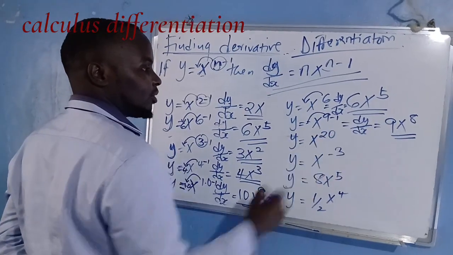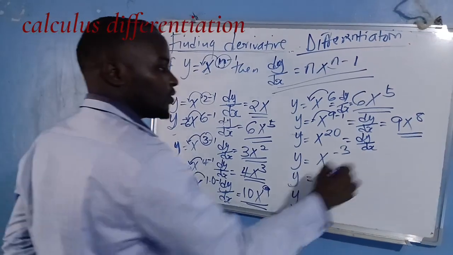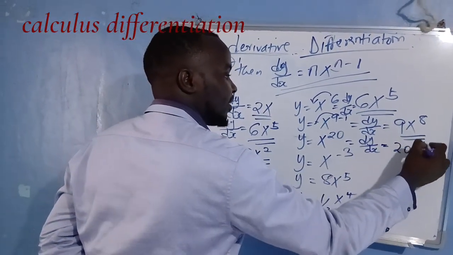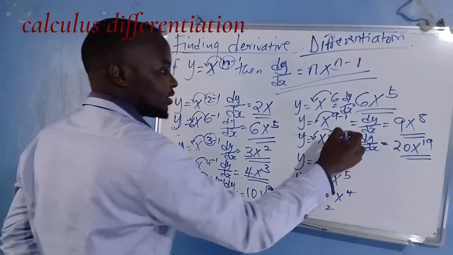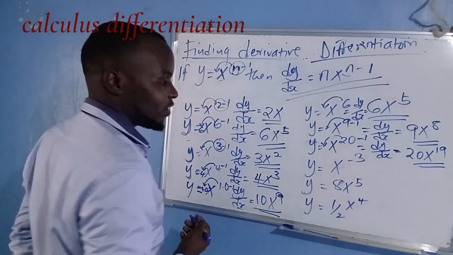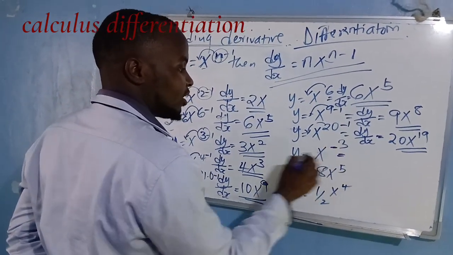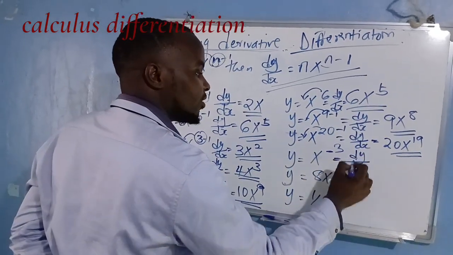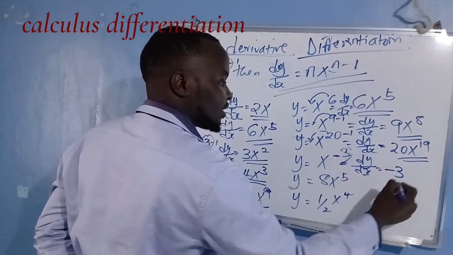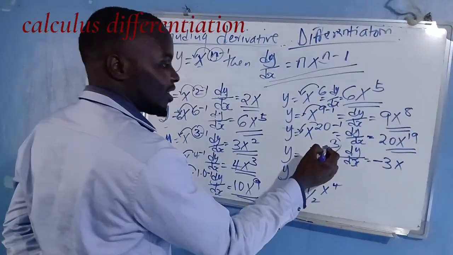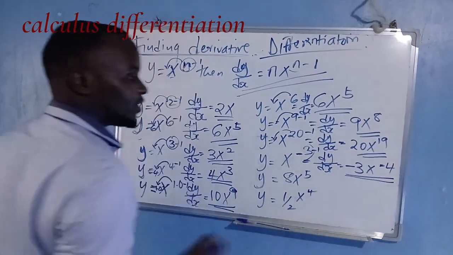Next we have y is equal to x power 20. So your dy over dx, or the derivative, will be 20x power 19. To get that, you just take 20 here and then subtract 1 from 20 in the power of that number. Then we have y is equal to x power negative 3. Your dy over dx will be equal to, you take negative 3 to start, so you have negative 3x. Then you have negative 3 minus 1, which gives you negative 4. So you'll have negative 3x power negative 4.